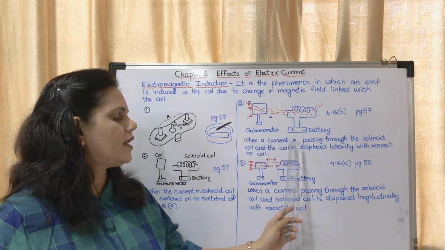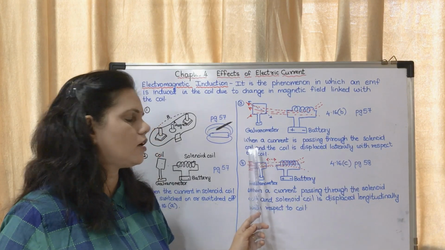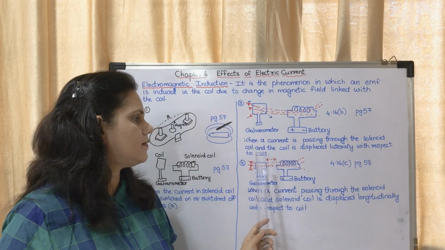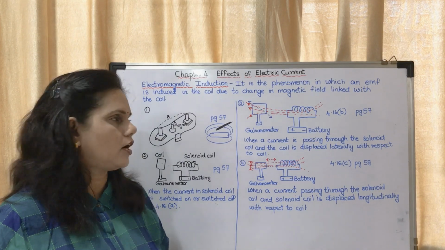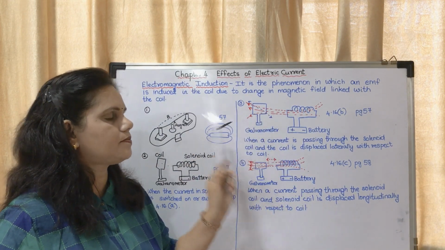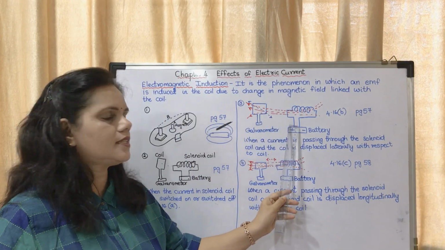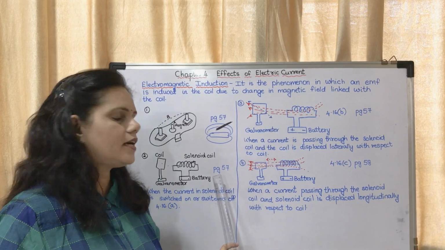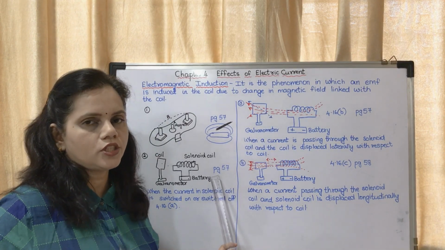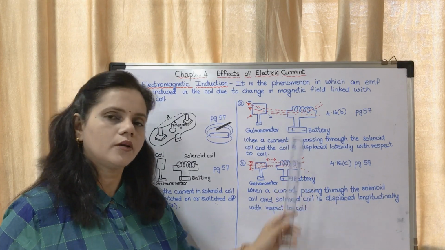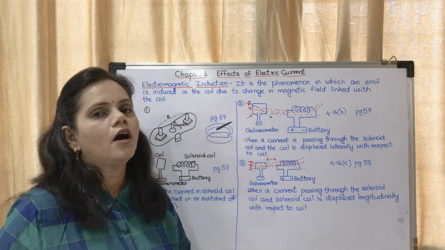What is done? When a current is passing through the solenoid coil and the coil is displaced laterally with respect to the solenoid coil, it is displaced laterally. This coil you have to move. Okay, this is continuously on. Continuously on means here you were doing switch on, switch off, switch on, switch off. But here you are not doing switch on, switch off, you have put it continuously on.